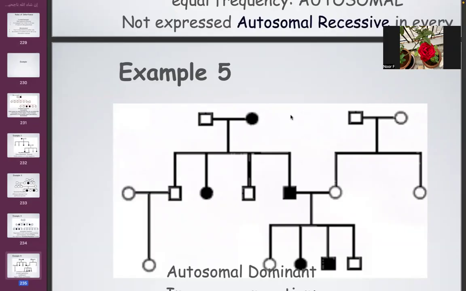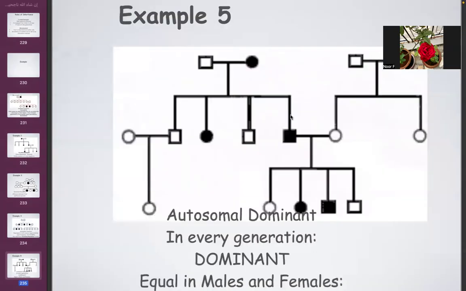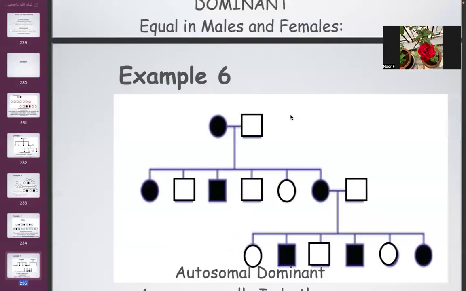This is autosomal dominant, because in every generation you see the affected individuals, and males and females are affected equally.